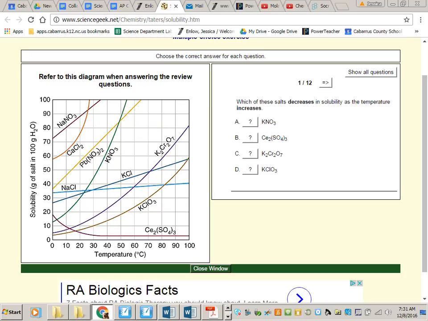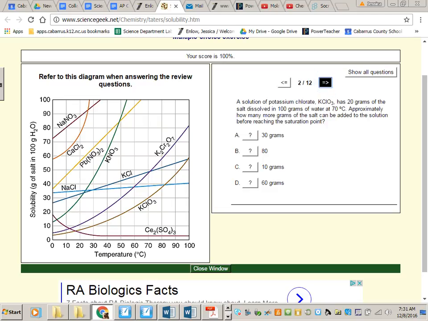Ready? All right, which of these salts decrease in solubility as the temperature increases? Looking at your graph: potassium nitrate, cesium sulfate, potassium dichromate, or potassium chlorate. The cesium one, right? It's the only one that's dipping down. So cesium? Yeah, 100%. Nice, guys.